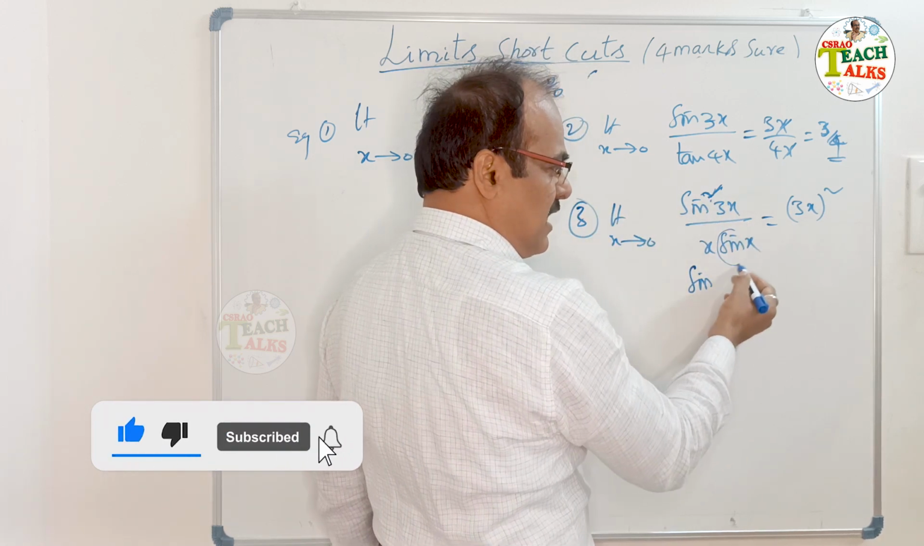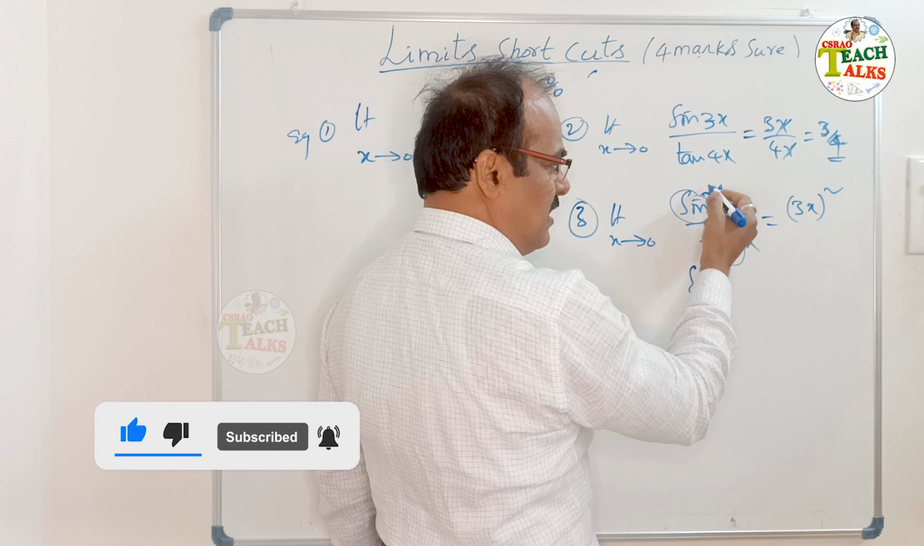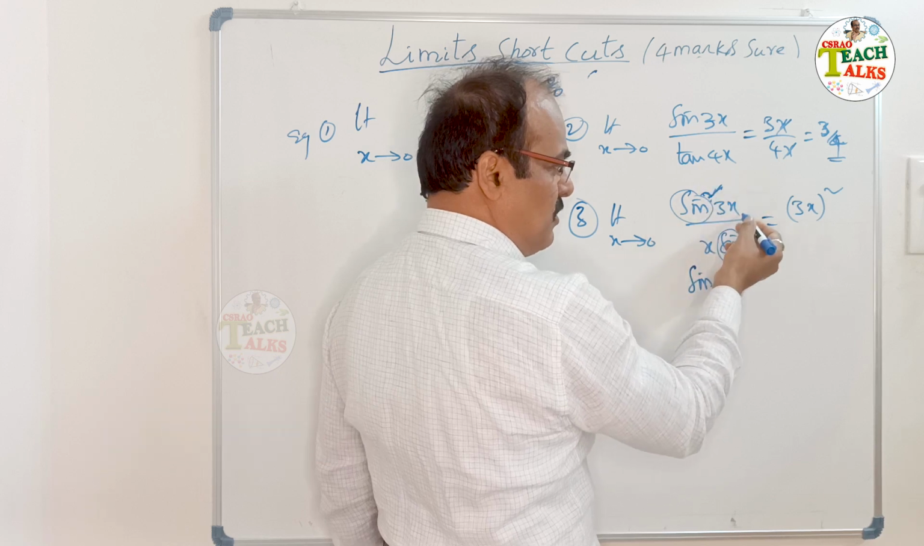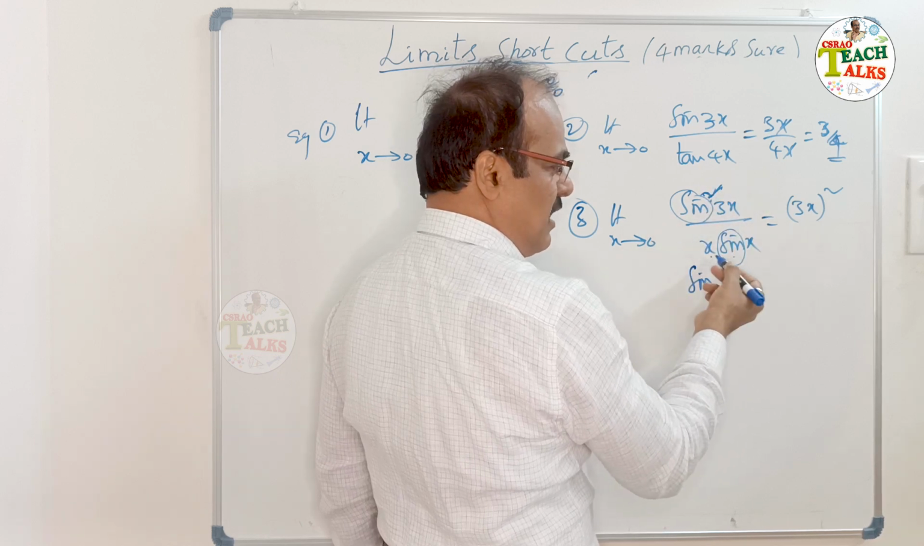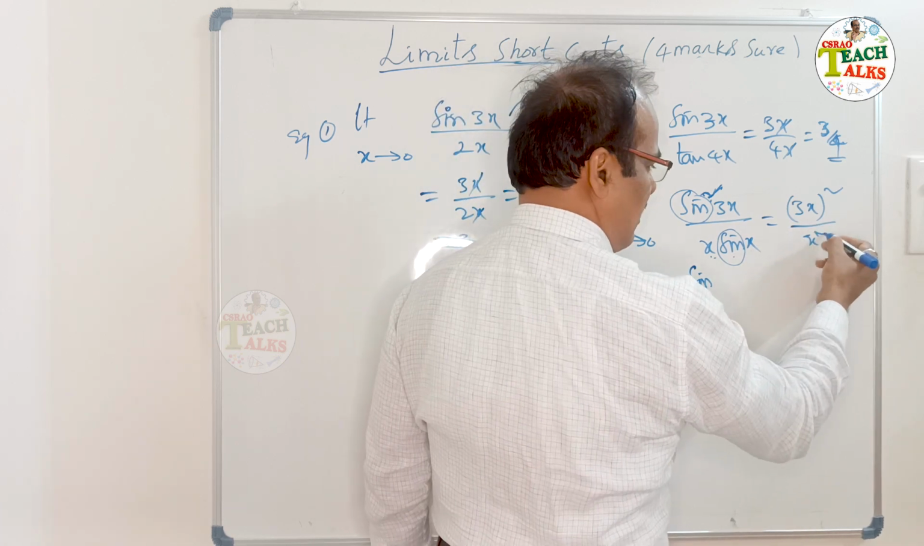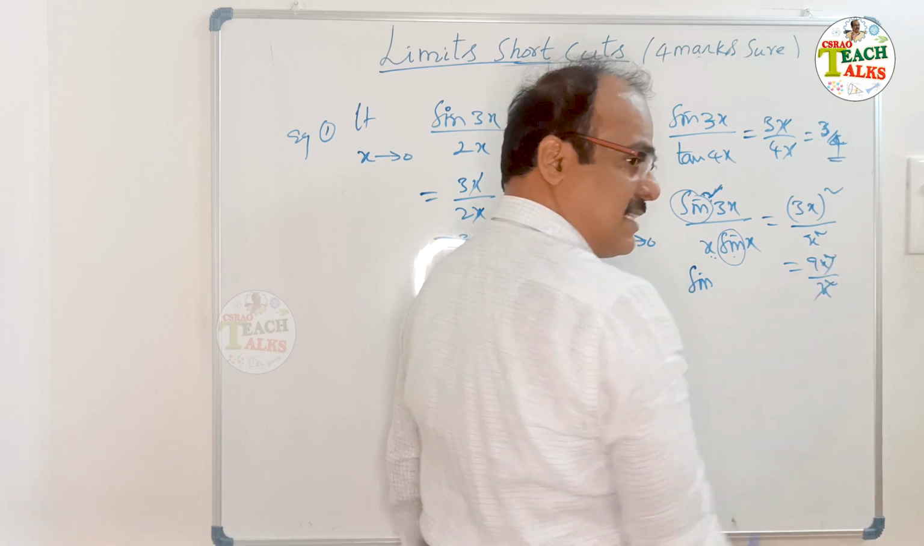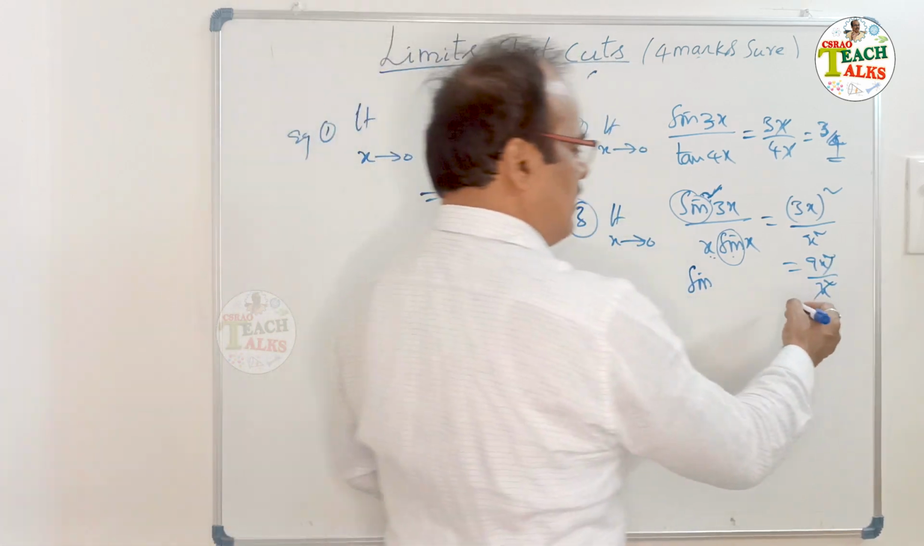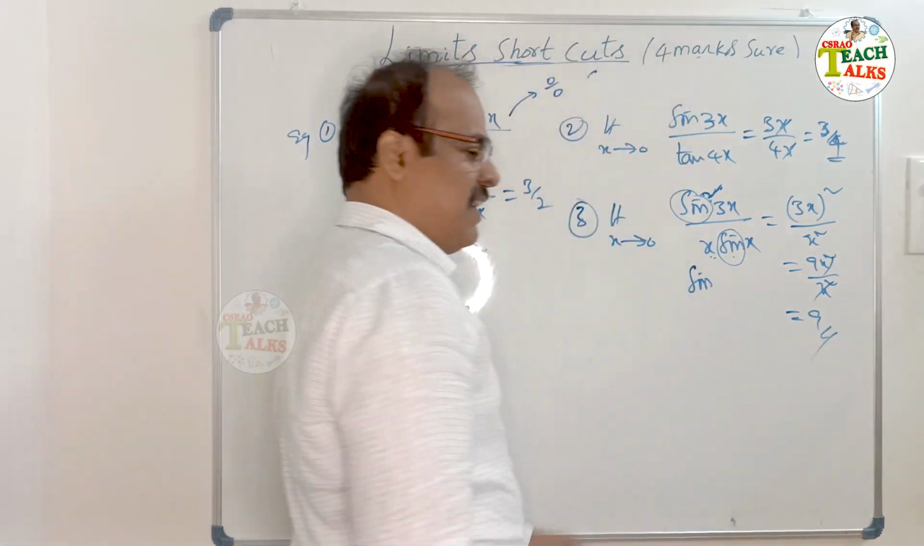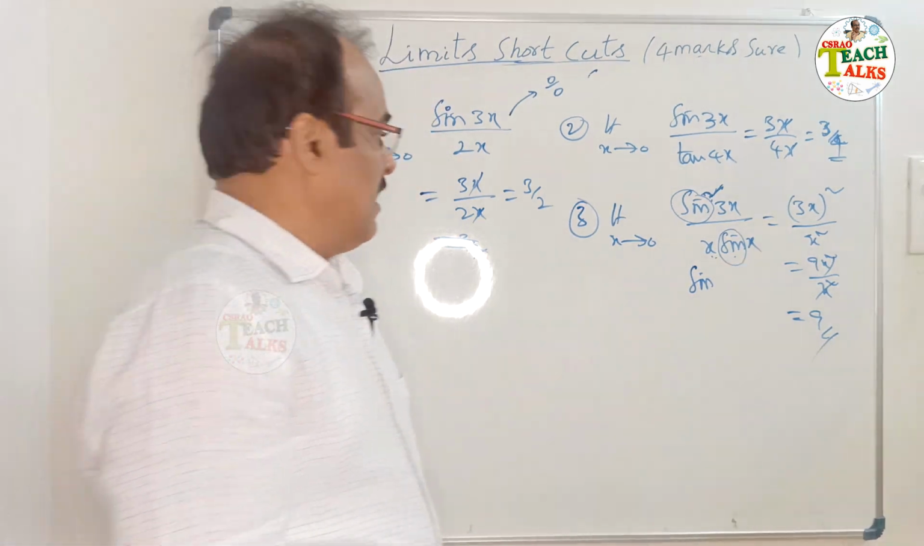Removed. Here also sin is there. This square is transferred to angle. Here sin you can remove, x into x, x square. And 9x square by x square. Okay, x square gets cancelled. What do you get? 9. This is the final answer.